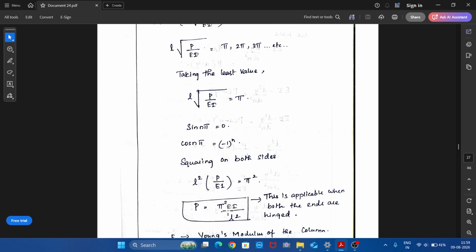So if you know the Young's modulus, and if you know the moment of inertia, and if you know the effective length of the column, we can find the load carrying capacity of the long column.